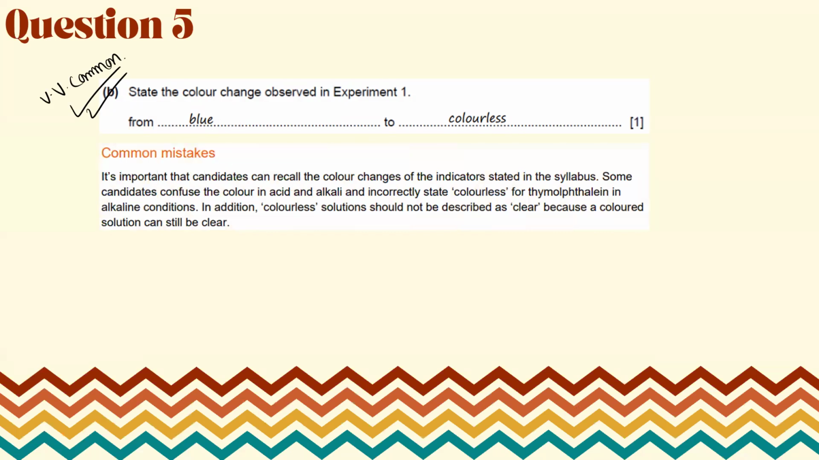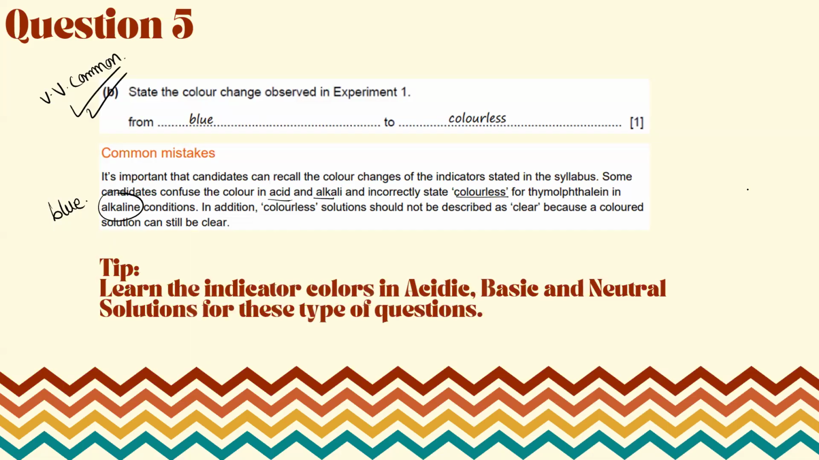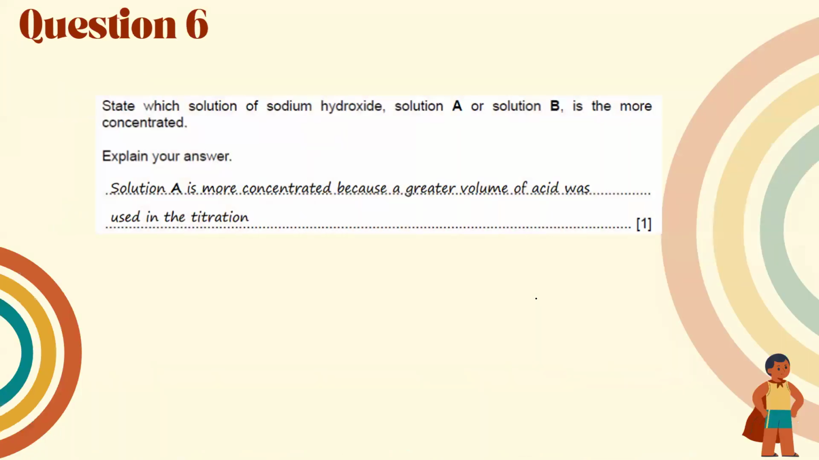The common mistakes: it's important that candidates can recall the color changes of the indicators stated in the syllabus. Some candidates confuse the color in acid and alkali. They incorrectly state colorless for thymolphthalein in alkaline. Thymolphthalein in alkaline solution is blue. So you have to be very careful about the colors of the indicators, so please read them and learn them. Tip: learn the indicator colors in acidic, basic, and neutral solution for these types of questions. They are very common in titration questions in question number 2 of paper 6.